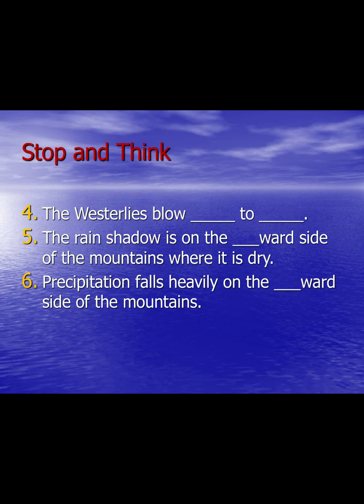So let's stop and think about this one. These are questions 4, 5, and 6 on your worksheet. Westerlies blow from the west to the east. The rain shadow is on the leeward side of the mountains where it's dry, and the precipitation falls heavily on the windward side of the mountains.